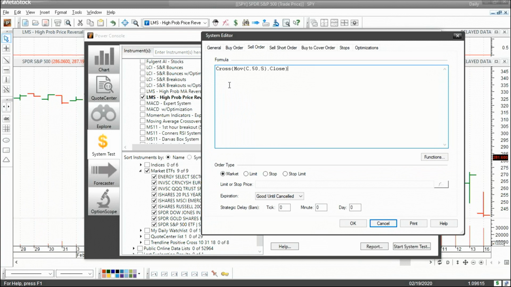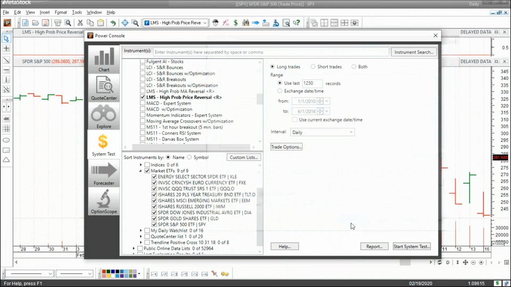So our formula right here is Cross(Mov(C,50,S),C). This again is going to identify where the closing price is crossing down below its 50-period moving average. And this is going to be our exit instead of the timestamp there, okay? Or the time stop, I should say. So let's go ahead and just test that.